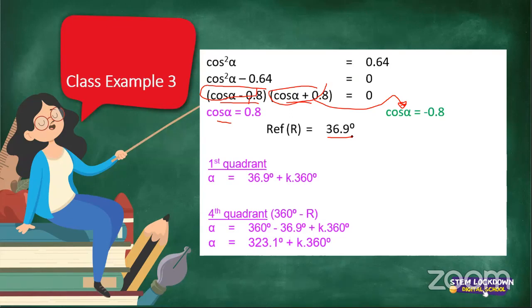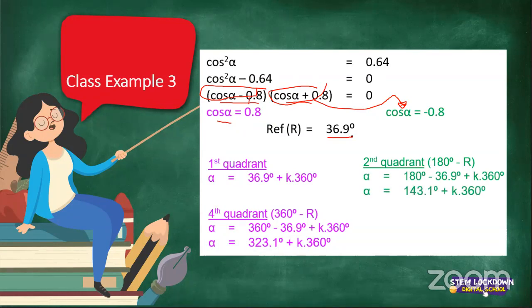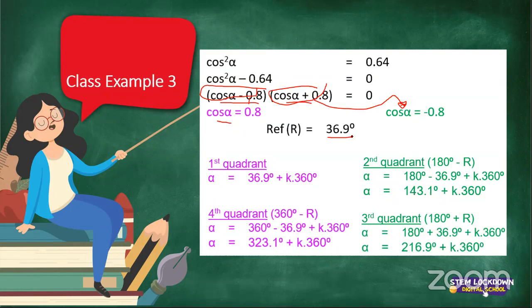So we've solved for our left-hand side where the cos is positive, and now we're moving to cos alpha being negative, which is your second and third quadrant. In your second quadrant, you have a 180 minus reduction formula, and that brings your alpha to 143.1 degrees plus k times 360 degrees, right? In your third quadrant, it's 180 plus your reference angle, and so your alpha there comes to 216.9 degrees plus k times 360 degrees.